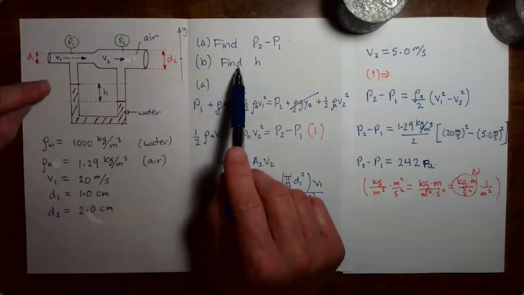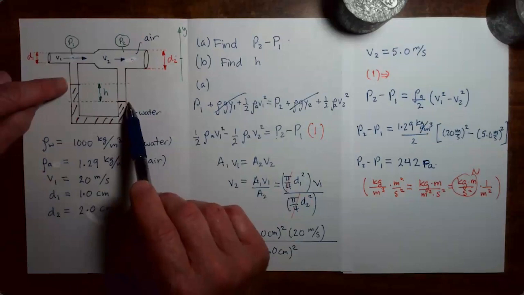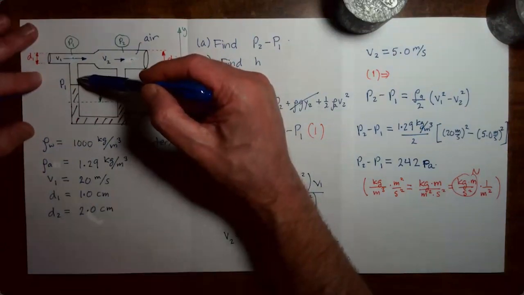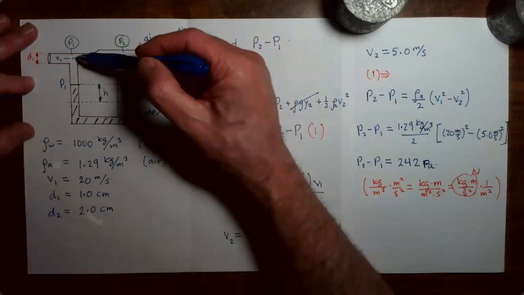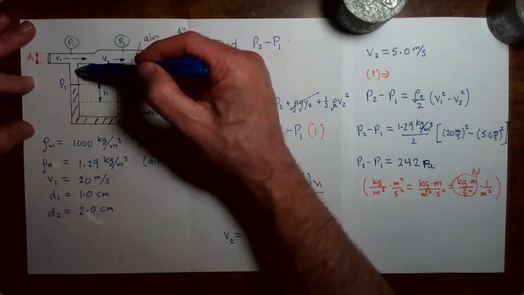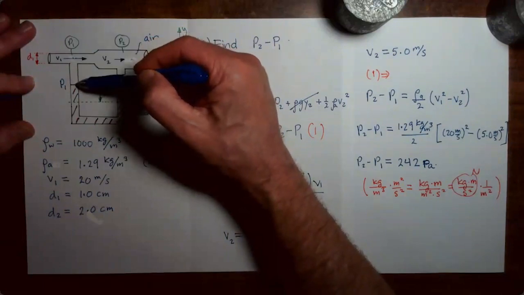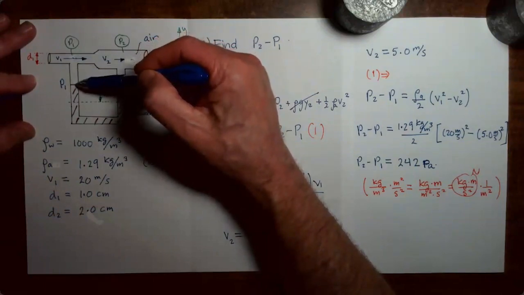Now let's move on to part B, which is to find the height difference between the liquid surfaces in the two vertical segments. Now, the idea here is that air has a low density compared to water. So if I start in the air up here and then move downward, going vertically through the air, pressure up here and the air pressure down here would be about the same. Again, air pressure does not change very much when you move vertically through the air because of the low density of air.